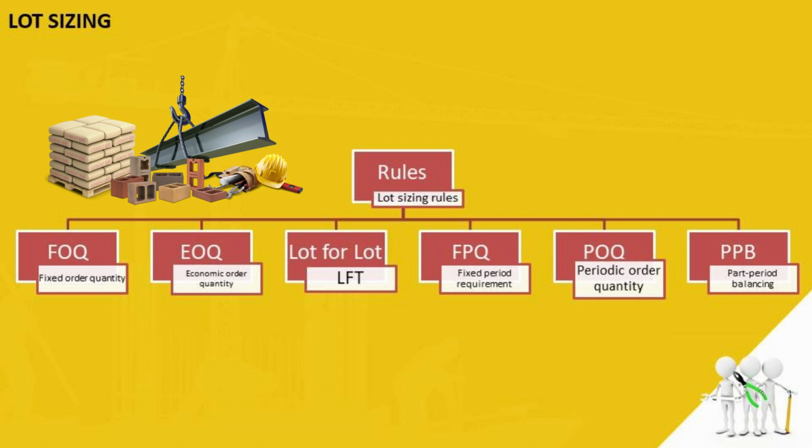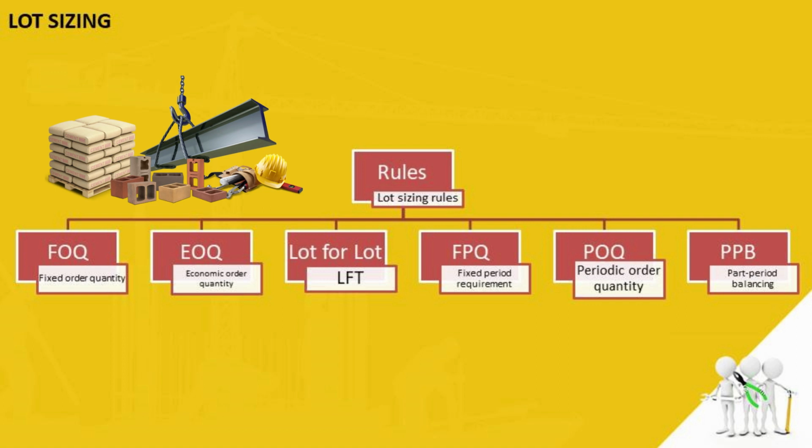Then we have fixed period requirement. In this policy, the lot quantity per order is specified to cover a certain number of periods. POQ or period order quantity, in which lot sizing ordering intervals are related to the quantity computed, and hence carrying cost tends to be lower. In general, in many organizations, the periodic order quantity or POQ is considered more economic and more effective than EOQ. And finally, we have part period balancing.